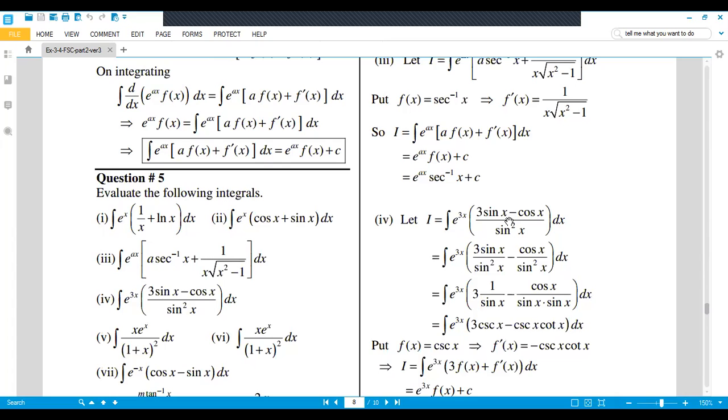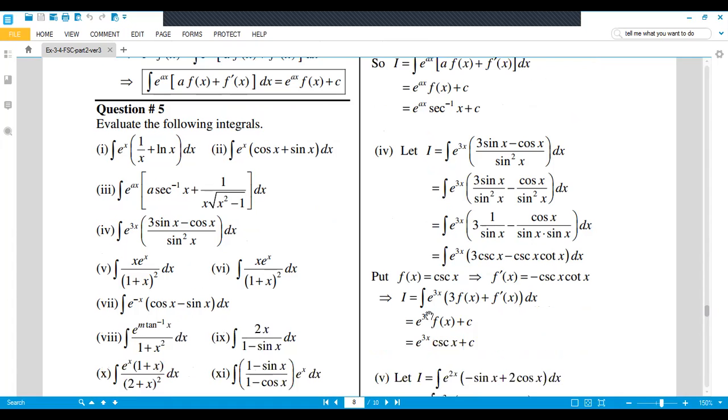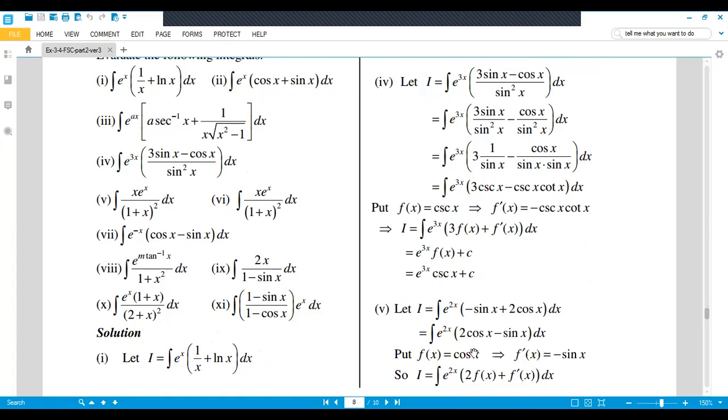Now come to the fourth part, 3 sine x minus cos x divided by sine square x. So we divide sine square x on the first term and then on the second term. When we divide on the first term, we get 1 over sine x. When we divide on the second term, we get cos over sine, which is cotangent, and 1 over sine is cosecant. So we get cosecant x as the function, and its derivative is minus cosecant x cotangent x, which is present here. So we can write the integral of e power 3x, 3 as it is, f of x plus f prime of x dx, which is equal to e power 3x f of x plus c. So f of x is cosecant x, plus c, and we get the required answer.